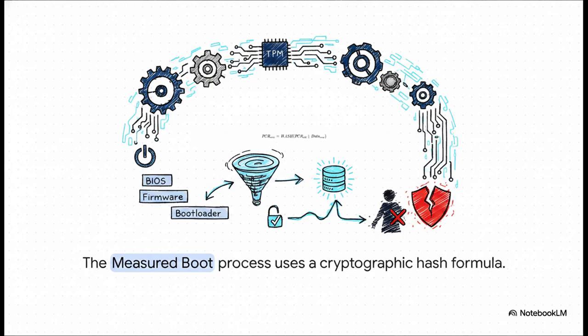If a rootkit or unauthorized firmware tries to load, the math completely changes. The baseline fails, and the system instantly knows its integrity is compromised, stopping that stealthy malware dead in its tracks before your OS even finishes waking up.